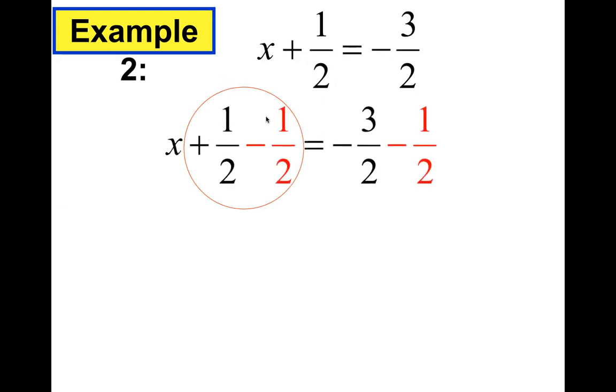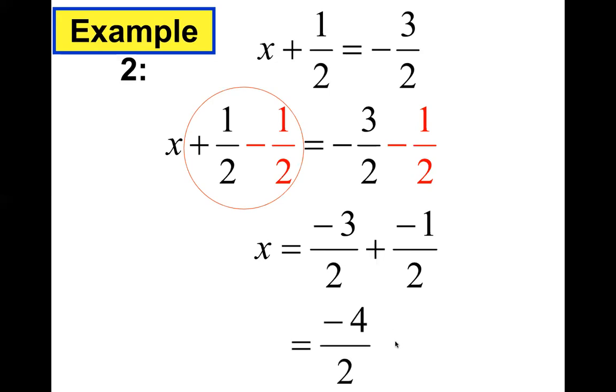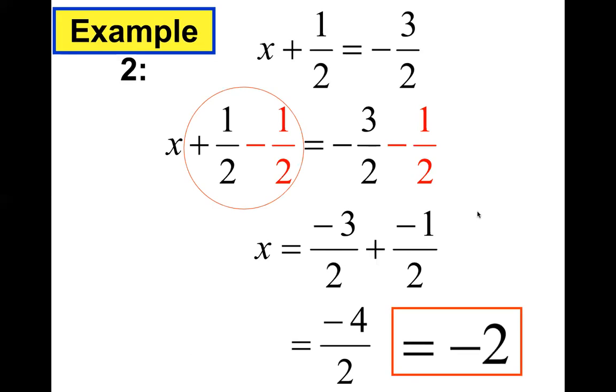1/2 here cancels, and then you're given on the right side -3/2 minus 1/2. x is left alone, and then once you do this right side, -3 minus 1 equals -4/2. You can go ahead and reduce that to -2. So x will equal -2.